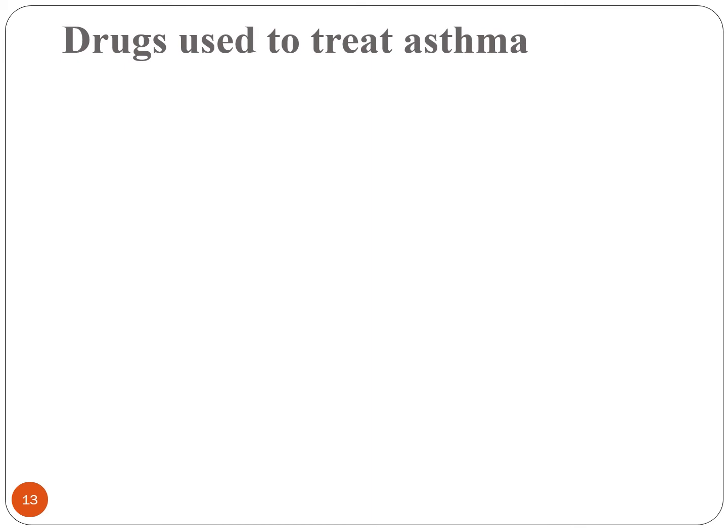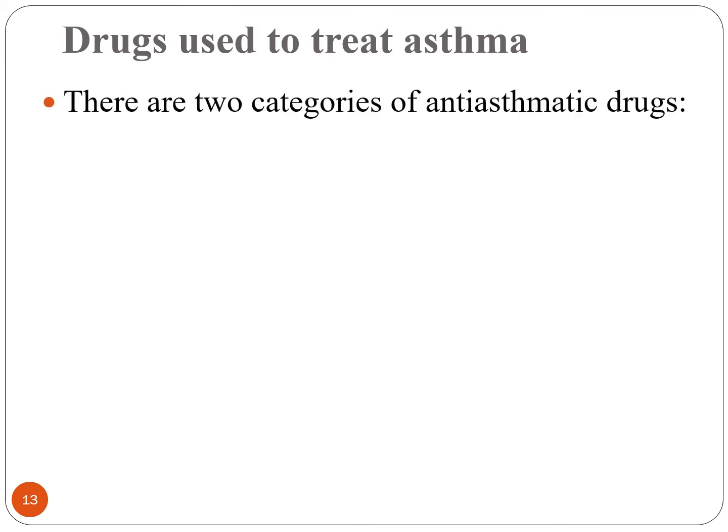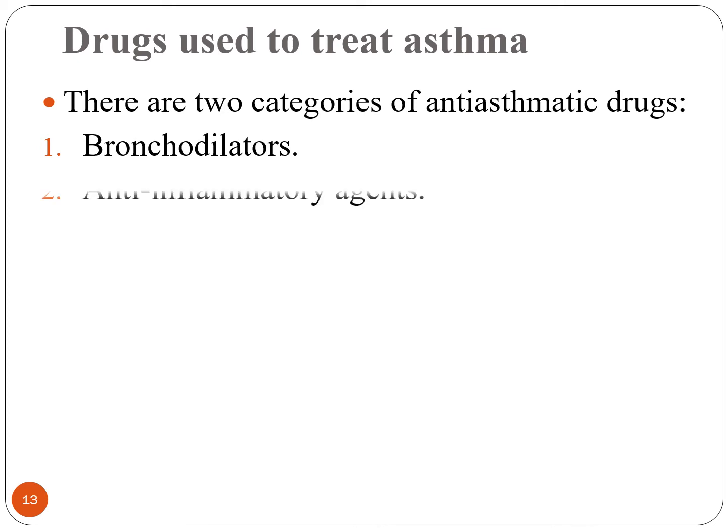Now we'll talk about the pharmacology of the drugs that are used for treatment of asthma. There are two categories of anti-asthmatic drugs. The first one are bronchodilators, which are very effective and are the drug of choice for the immediate phase of asthma, bronchoconstriction. And the anti-inflammatory agents, which can prevent the components of both phases, the immediate phase and the late phase.